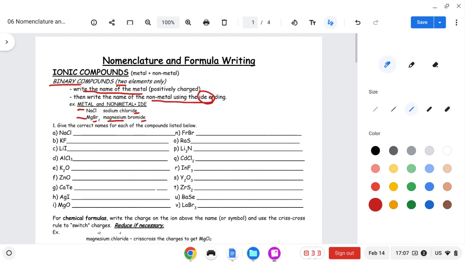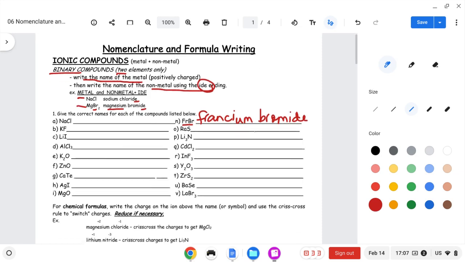So I'm going to let you try those. Those are pretty easy. Again, so just state the full name. Even if I just do this one right here with you, state the full name of the metal, and Fr is francium. And then Br is bromine, but you call it bromide. Okay, and you can go through the rest and try those.